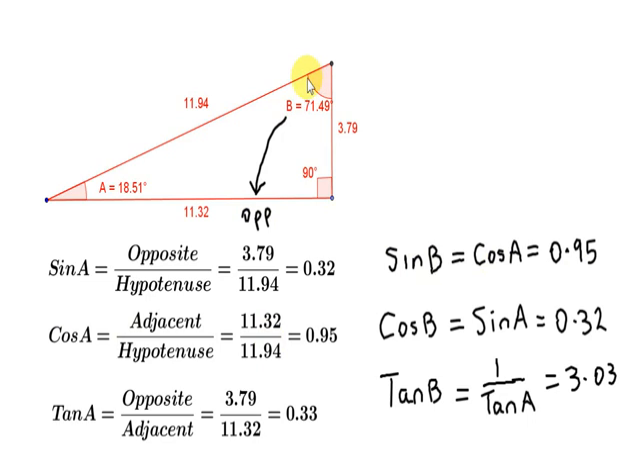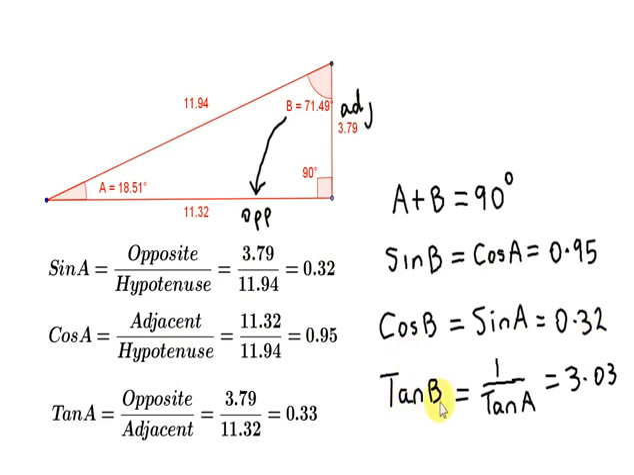Now let's look at the cos of B. To get the cos of an angle, we need the side adjacent to the angle. That means the short side adjacent to it, not the hypotenuse. So here's the side adjacent to angle B. And we need to divide that by the hypotenuse. Cos is adjacent over hypotenuse. Okay, so that's 3.79 divided by 11.94. But that's exactly what the sine of A is. So the side adjacent to B is the same as the side opposite A. So the cos of B is the same as the sine of A. In this case, that's 0.32.